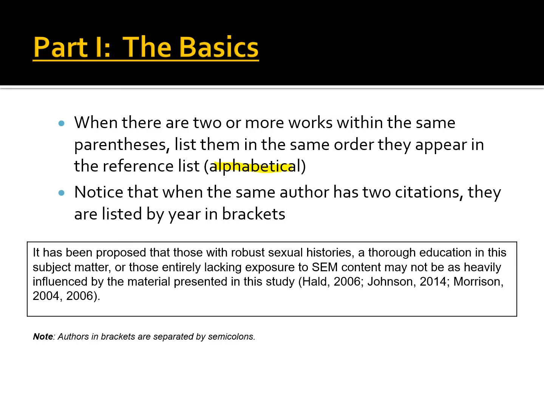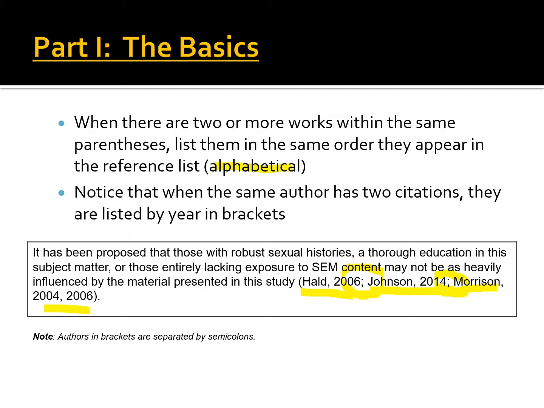When there are two or more works within the same parentheses, they should be listed in the same order that they appear in the reference list. In other words, this is alphabetical order. Okay, so for instance, it has been proposed that those with robust sexual histories, a thorough education in the subject matter, or those entirely lacking exposure to sexually explicit material content may not be as heavily influenced by the material presented in this study. So here are a bunch of authors that have all investigated robust sexual histories, a thorough education in the subject matter, etc. Okay. Hald comes first because H is first in this list of authors, then Johnson, then Morrison. So it's alphabetical. Note that the authors are separated from one another by semicolons there and there.